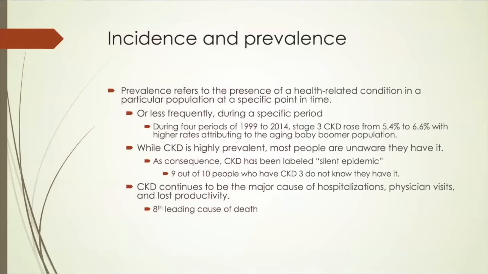Prevalence refers to the presence of a health-related condition in a particular population at a specific point in time, or less frequently during a specific period. During the period of 1999 to 2014, stage 3 CKD rose from 5.4% to 6.6%, with higher rates attributed to the aging baby boomer population.